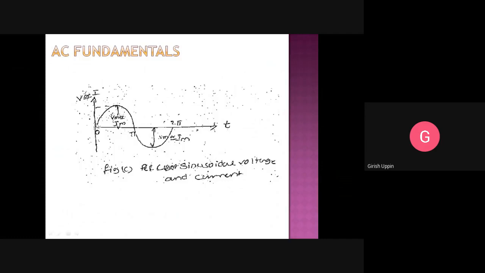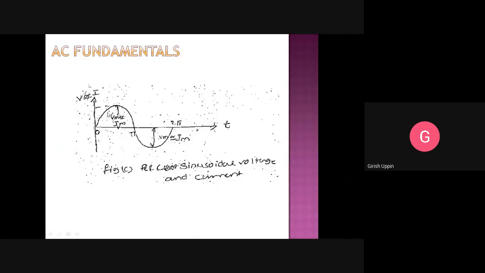The sinusoidal waveform will look like this. This is drawn, and you can consider it as either a voltage or a current representation. It will start with a zero value and gradually increase. It will reach a peak value, represented by Vm, the peak value of the voltage, or Im, the peak value of the current. From that peak value, again it will start decreasing. Then at this point it will become zero, and it will change its direction.